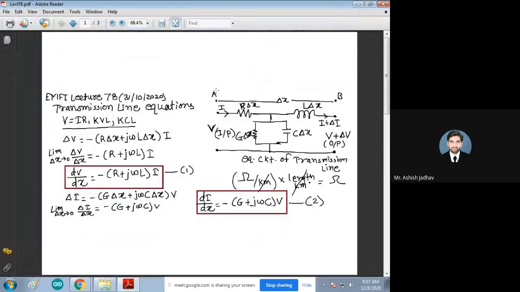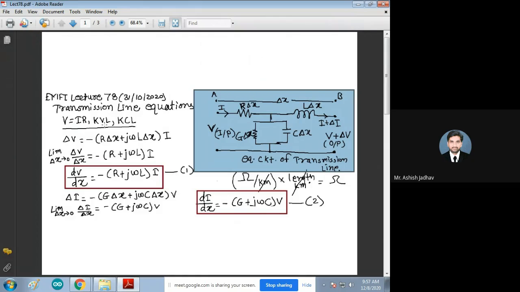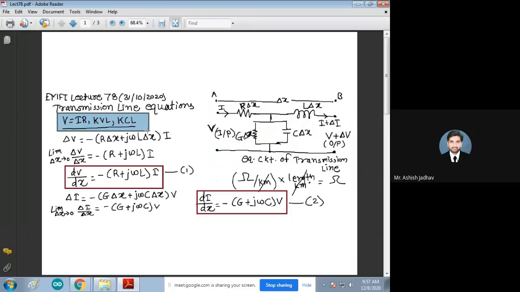So this is the transmission line, and here we have derived the equation for the transmission line. Now here we are going to use three things. One is V equals IR, which we call Ohm's law. Then we will use KVL and KCL. First of all, what is the value of delta V? If you apply this to the circuit, delta V is equal to minus R delta X plus j omega L delta X, times the current I.